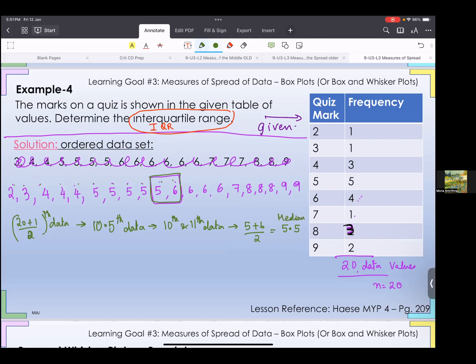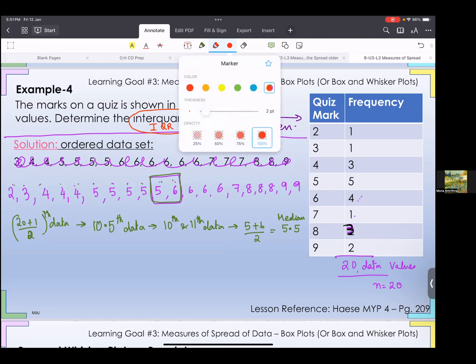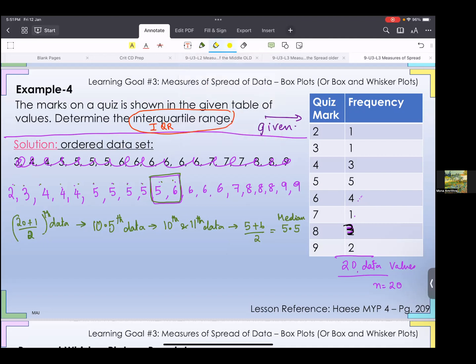Now, to find the interquartile range, in the previous example we had only one middle value. Now we have 2 middle values. So what should we do with the 5 and 6 in the middle? We have to include them. So when you do that, be careful. Don't drop them. You have to include both of them to find the interquartile range.